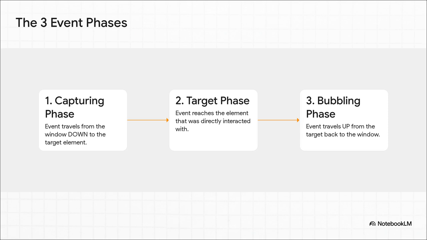First is the capturing phase. The event starts at the very top of the page and travels down through all the parent elements until it gets to its destination. Second, it hits the target. That's the thing you actually clicked. And finally, this is the secret sauce for delegation, it enters the bubbling phase, where it travels all the way back up through those same parents.